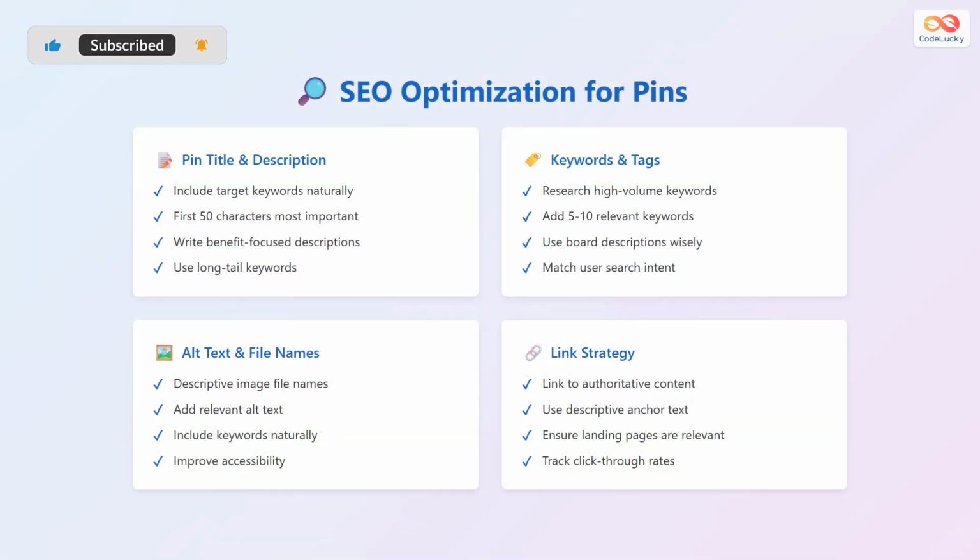Search engine optimization on Pinterest is crucial for discoverability. Write pin titles and descriptions that include your target keywords naturally. The first 50 characters of your description are the most important because that's what users see first. Include 5 to 10 relevant keywords in your pin description. Write descriptions that focus on benefits and what users will gain. Create informative board descriptions with your keywords. Add descriptive file names and alt text to your images. Finally, make sure your links point to authoritative, relevant content that matches your pin's promise.